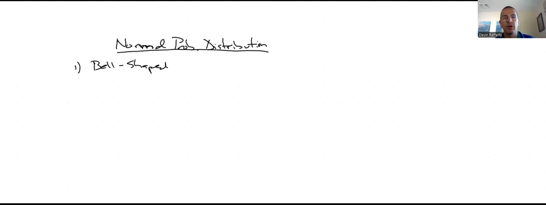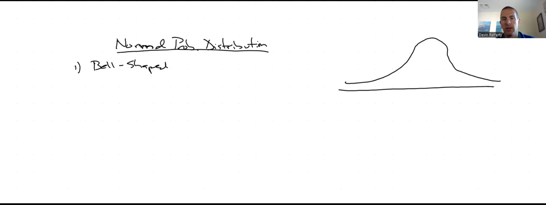If you've ever heard of the bell curve, they're talking about the normal probability distribution. The normal probability distribution is shaped like a bell. If you imagine the little handle that you shake up there, ding, ding, ding. You would hold it here, and then the bell would drop down right in here. That's the normal probability. So it's bell shaped.